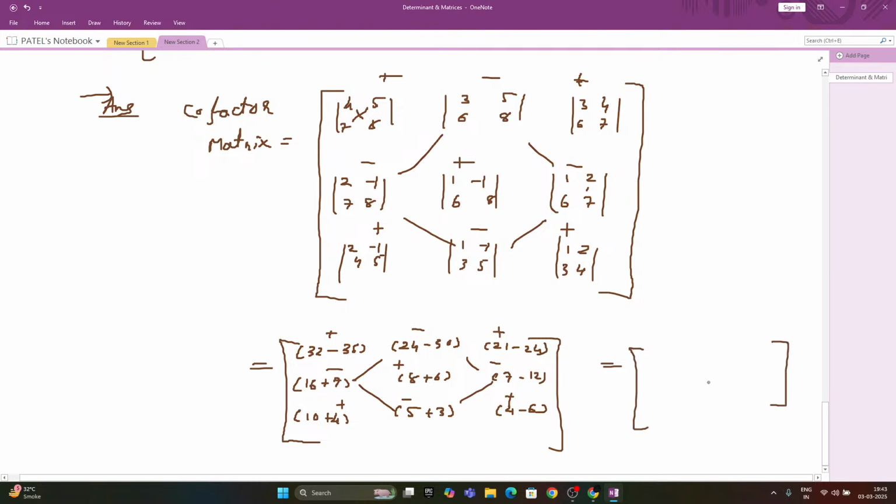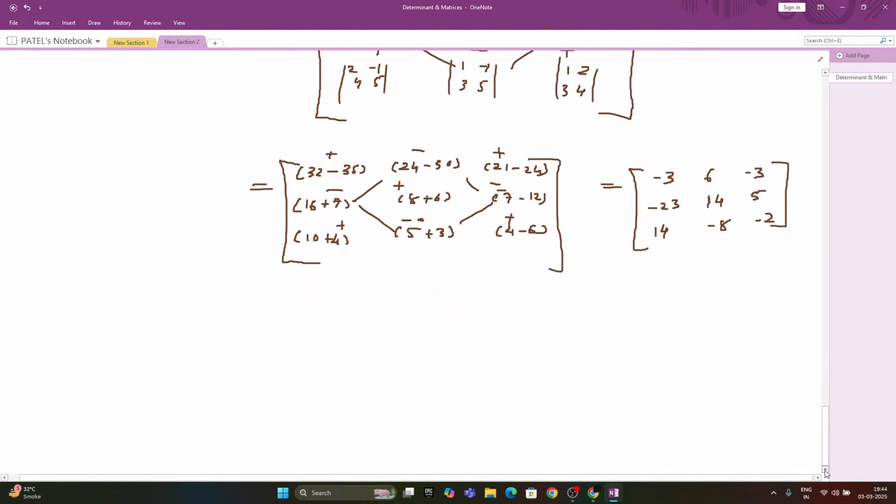Let's simplify it. 32 minus 35 is -3, and multiply with the sign given above, so plus minus is plus. 24 minus 30 is -6, -6 times the sign above, which is +6. 21 minus 24 is -3. 16 plus 7 is 23, 23 times minus is -23. 8 plus 6 is 14. 7 minus 12 is -5, multiply with the minus above, so it becomes +5. 10 plus 4 is 14. 5 plus 3 is -8 because the sign here is minus. And 4 minus 6 is -2. Okay, this is the cofactor matrix.